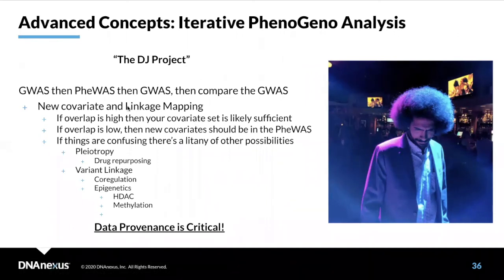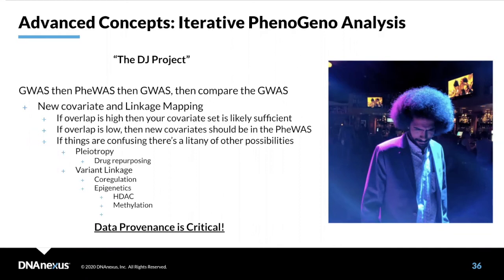But anyway, the concept here, and this is really a new research project, is to do GWAS, then PWAS, then GWAS, and then compare the GWAS to see if the covariate sets are sufficient. And I think that's pretty exciting because if overlap is low, then in the PWAS, you should be able to see what you're missing in terms of covariates and work them in. And what is likely is that some of these results are going to be pretty confusing. You may have pleiotropy, which is exciting for drug repurposing, or you may have crazy methylation going on in the genome.